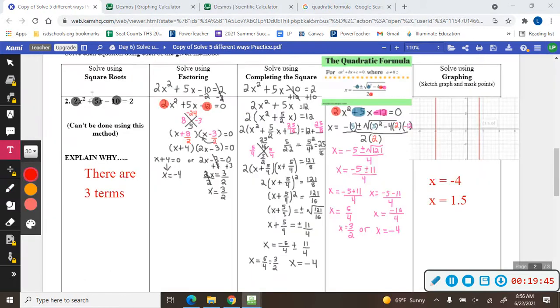So first I tried using square roots. It didn't work because I had 3 unique terms. Solving by factoring is probably the easiest way. Completing the square, I also got 3/2 and -4 just like I did with factoring. Quadratic formula wasn't too bad either. I got 3/2 and -4. Now these might look very similar because the formula comes from completing the square.